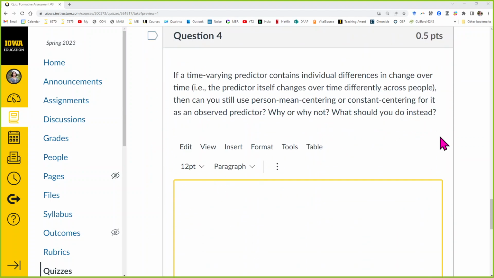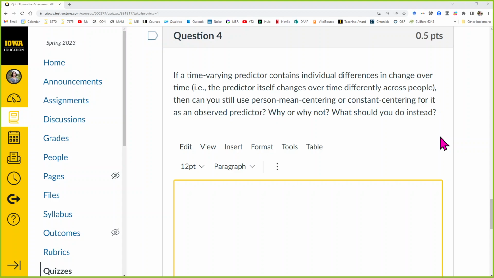And then, if a time-varying predictor contains individual differences in change, so the predictor itself changes differently over people as a function of time, can I do person mean centering or constant centering for it in a univariate approach? I cannot. Why can't I? Because there's more than one kind of between person effect.